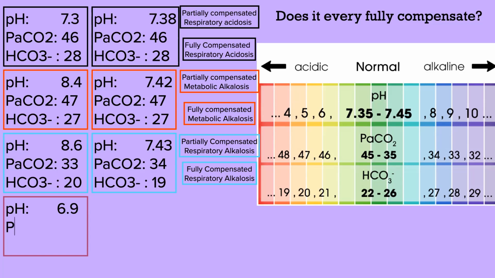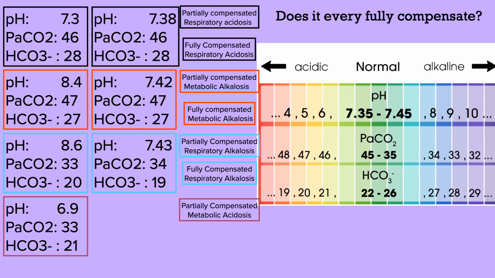Your pH is 6.9, PaCO2 is 33. pH, acidic. Which one travels in the same direction? Your bicarb, yep. So this is metabolic or respiratory? Metabolic. And is it partially compensated? Metabolic acidosis.